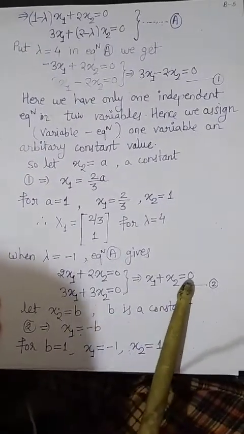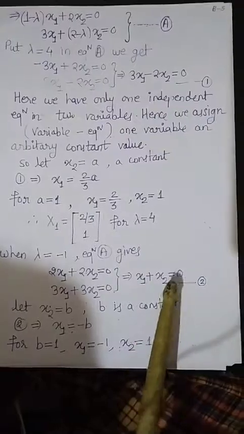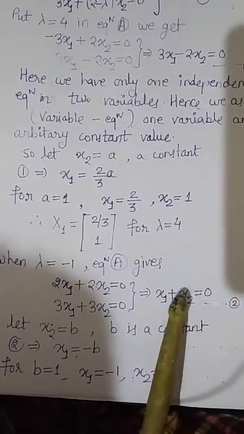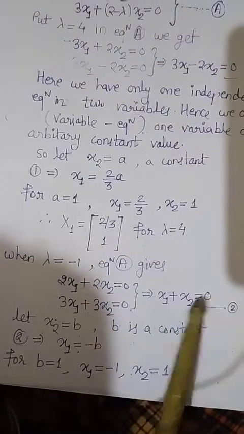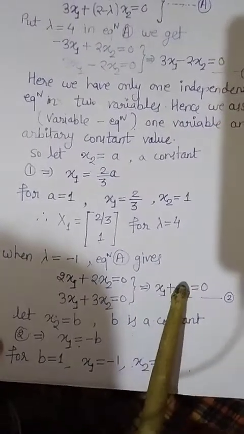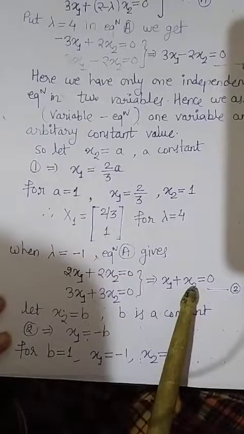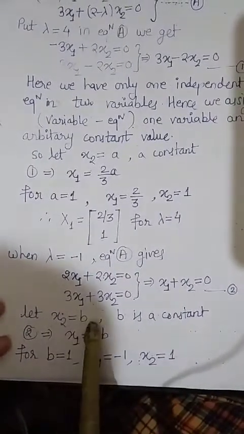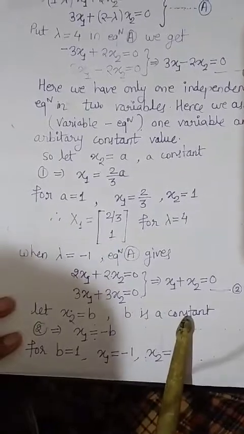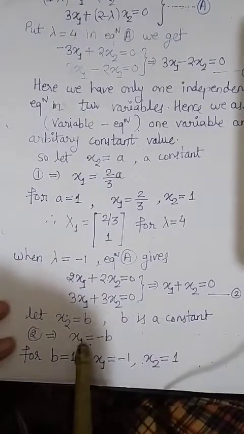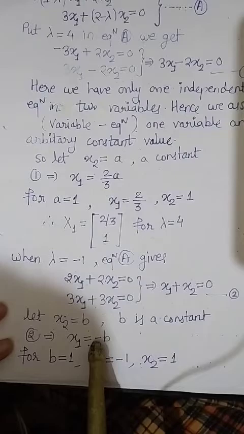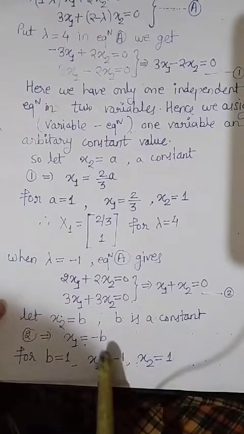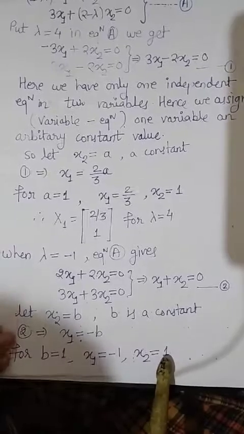Again the same situation arises where the number of variables is more than the number of equations. So it has infinite solutions. For one equation we need only one variable, so this one is extra. So let this be assigned an arbitrary constant value. Let x2 be equal to b, so b is a constant. Therefore we get x1 is equal to minus x2, that is minus b. Again for b equal to 1, we have x1 as minus 1 and x2 as 1.